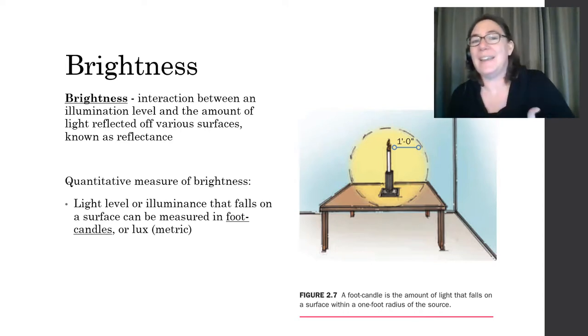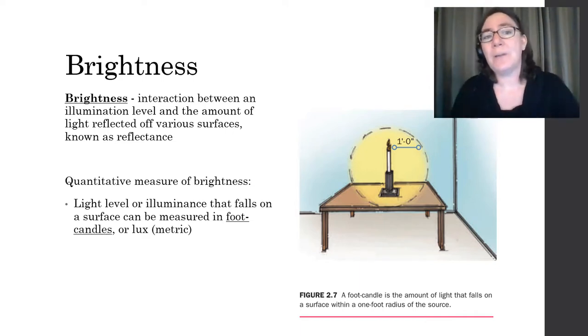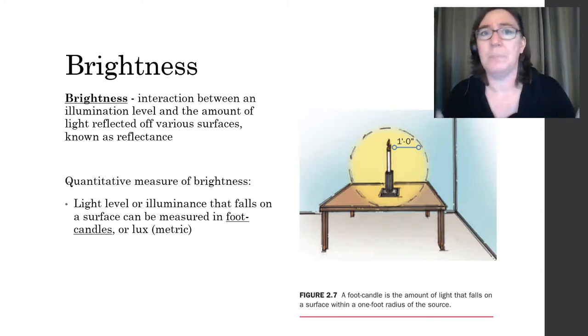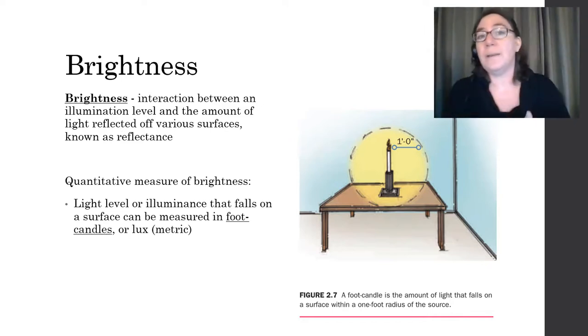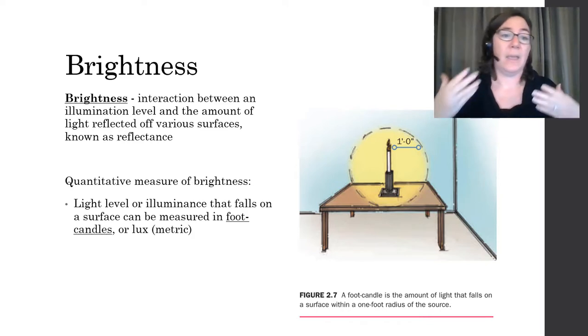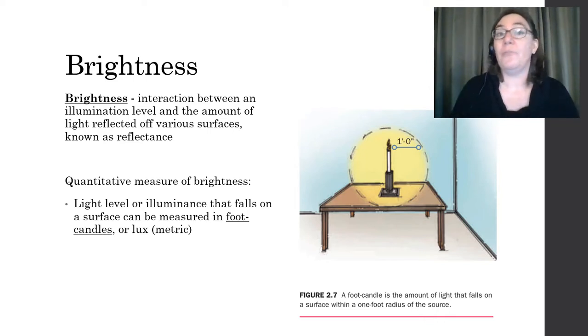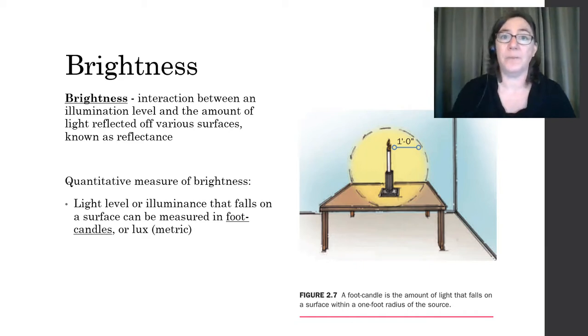The definition of brightness is the interaction between an illumination level and the amount of light reflected off various surfaces, known as reflectance. All right, that's pretty complicated, but it's easy to understand how bright something is. And there's a quantitative measure of brightness, and it's the light level that falls on a particular surface. It'll be measured in foot candles or lux, and we'll talk about all of those different measurements later in the semester. But let's talk here in the beginning of the semester about the qualitative experience of brightness.